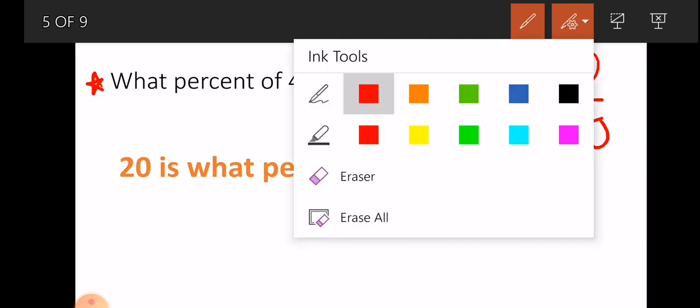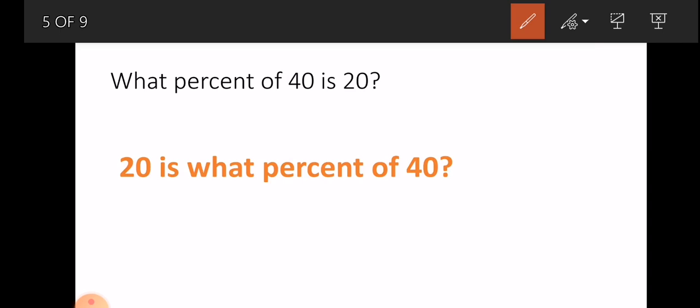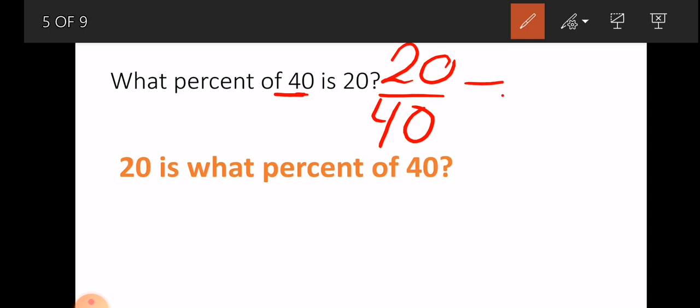Again, let me repeat this part. What does "what percent of 40" mean? It means the 40 is the total, so I put it down. "Is 20" means this 20 is a part of the 40. I want to know the percent of it. What does it mean to know the percent? It means how many from 100.